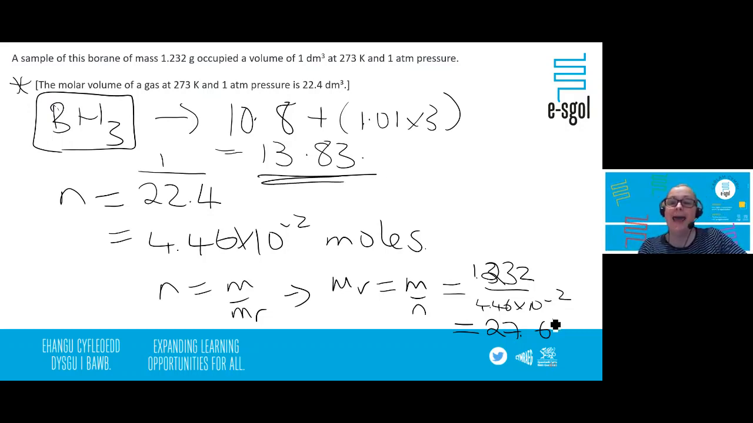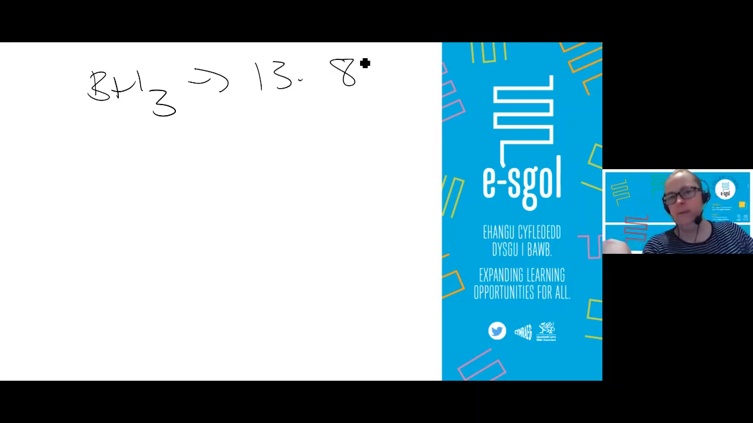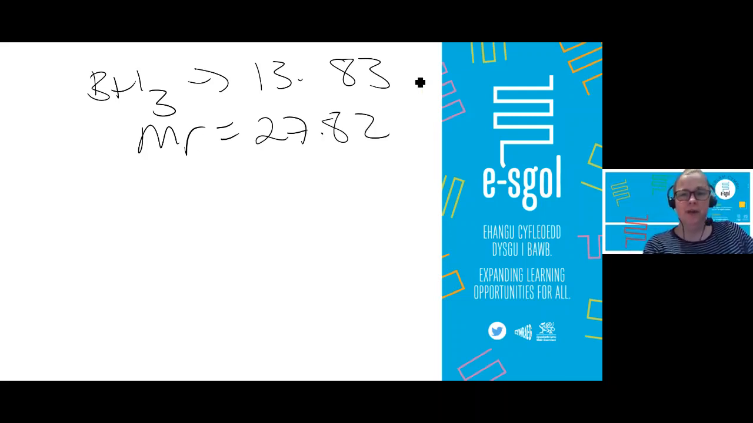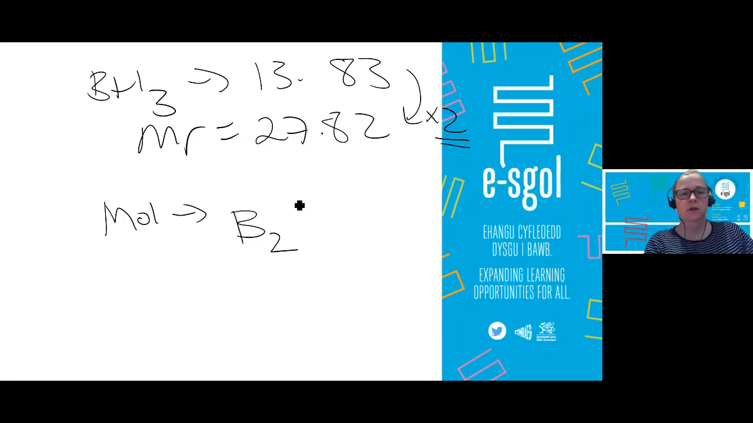We know that the molecular mass is 27.6. Hopefully, again, you can see that pattern quite clearly. So if BH3 is, as I said, 13.83, we know that the Mr is, as we've just calculated, 27.82. That is a ratio, therefore, of 2, isn't it? I'm hoping you can spot that. So that means that the molecular formula is therefore going to be twice as much. So you're going to double it up. So it's B2H6.